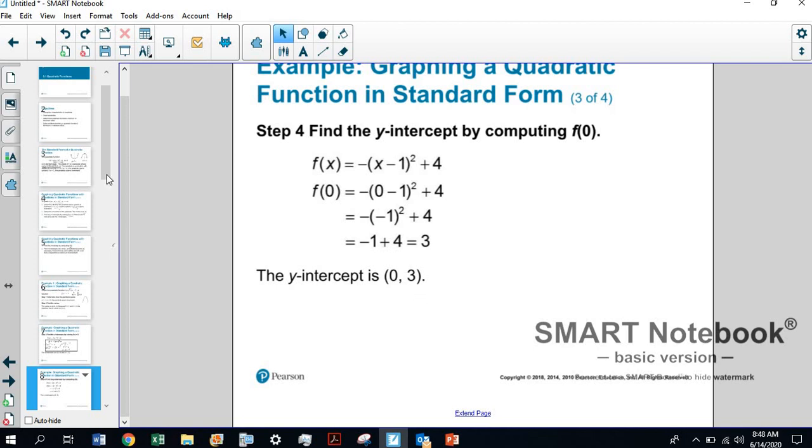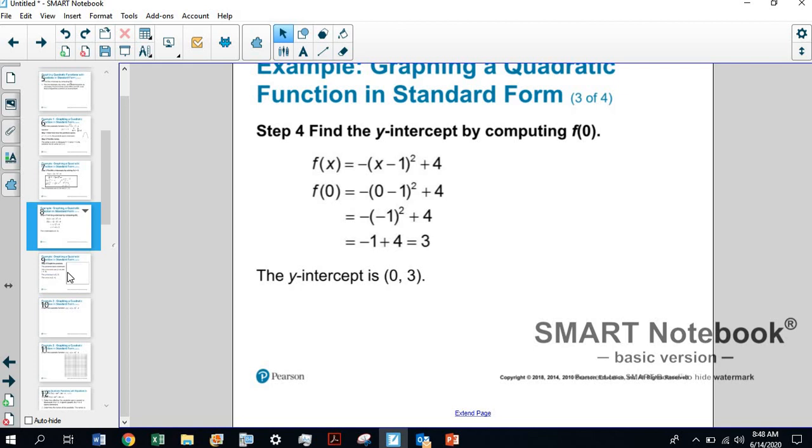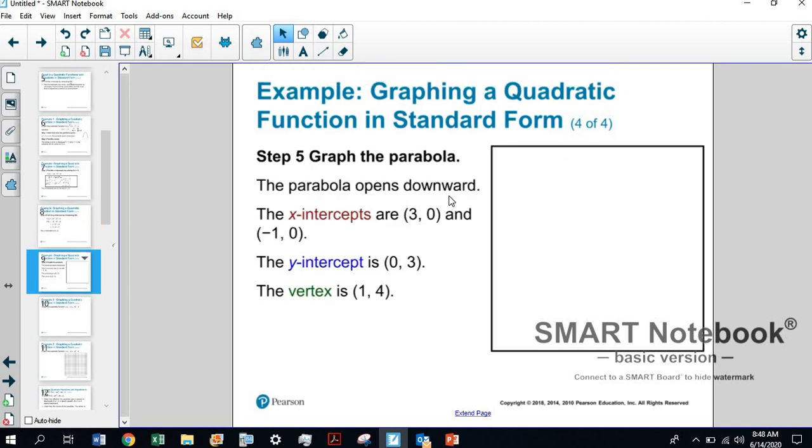Okay? So let's summarize all that information. Let's list all the stuff we've found so far. The parabola opens down. The x-intercepts are 3, 0 and negative 1, 0. The y-intercept is 0, 3. And the vertex is 1, 4, which we actually found earlier.